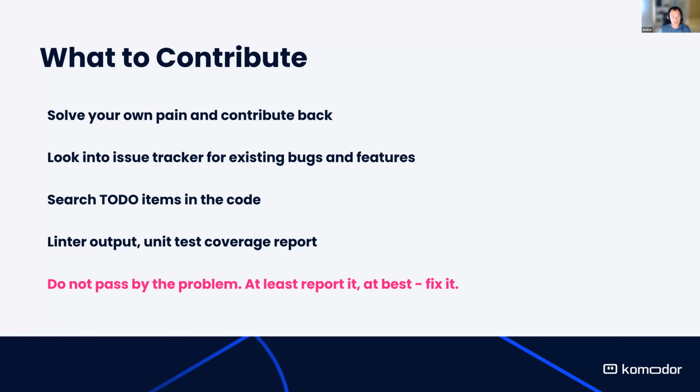The main rule here is, if you see a problem to be solved, make sure it's reported, and better, fix it. You see a misprint in the text of documentation, change it. You see a failing or insufficient unit test, try to fix it. You see the linter output complaining, improve it. And then step by step, you will be building up your contribution profile.